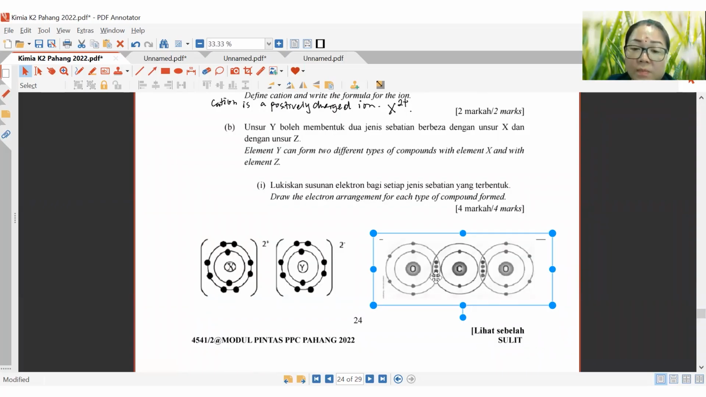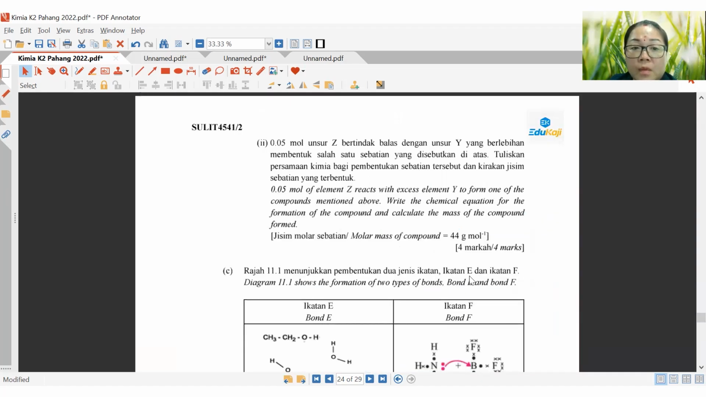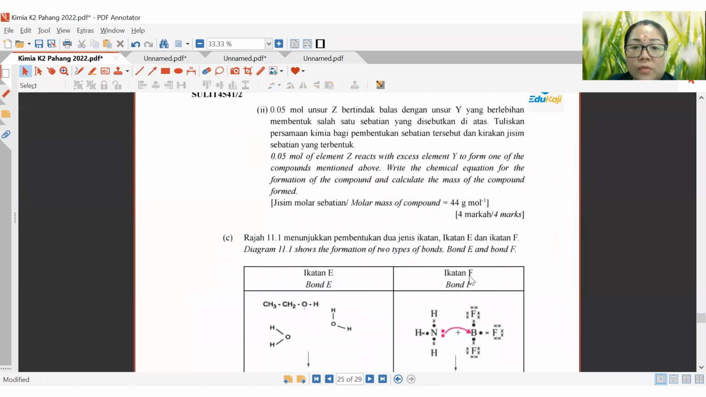Previously, we don't accept this because Y is in the middle of the shells. But I do encourage you, if possible, please draw it on the shell, because each of it is moving at its own orbit. It doesn't just suddenly come and combine in the middle like that. Okay, so this is a 4 marks question. All right, let's look at 2.